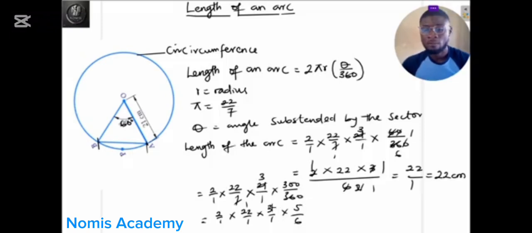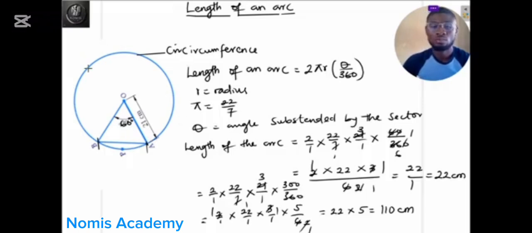So I can say 3 here 1, 3 here 2, so that 2 here 1, 2 in 2 is 1. So I'll be left with 22 times 5. So 22 times 5 is 110 centimeter. That tells us that the larger arc, that is from here to this part, is 110 centimeter. If I calculate the circumference of the circle, it must surely give me 132 centimeter, because the larger arc plus the smaller arc should give me the circumference of the circle.